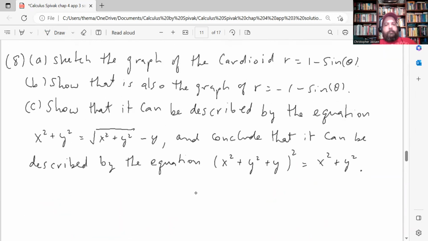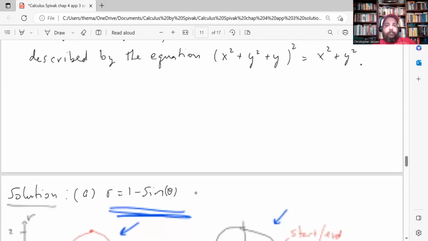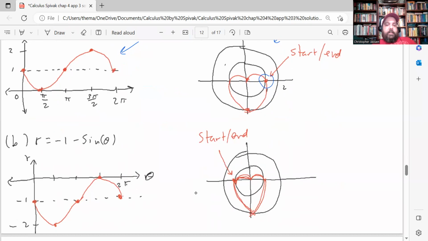For part B, he also wants us to graph the cardioid, but the equation in this case is r equals minus 1 minus sine theta. So again, I did that down here. So first I graphed the equation in the rectangular sense, and then I used that to get the polar graph. And if you look, the 2 graphs are exactly the same. Well, my drawing isn't the same, but if you drew them more accurately, they would be exactly the same. The only difference is that the graph starts and ends here instead of starting and ending over here.